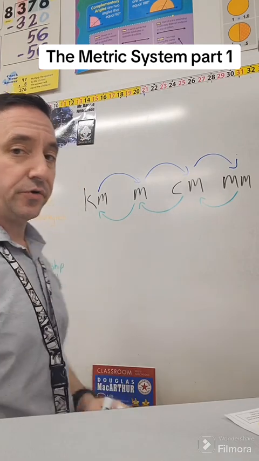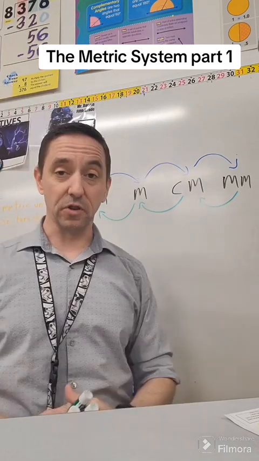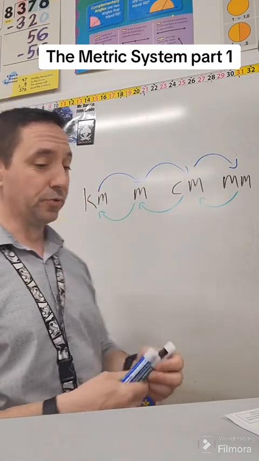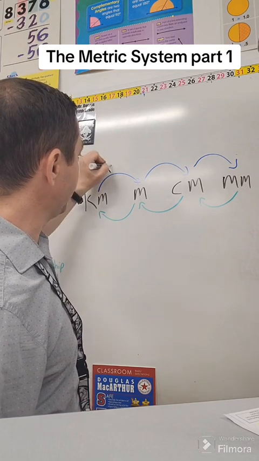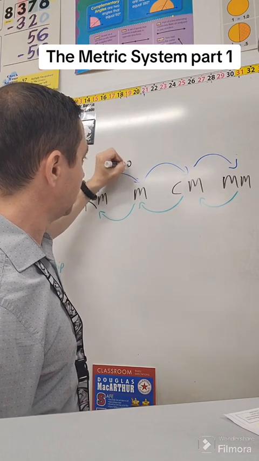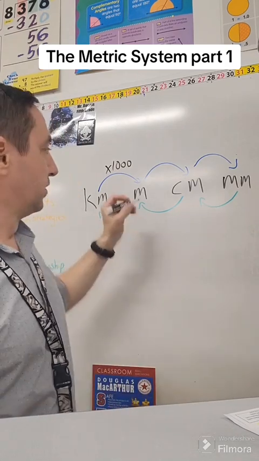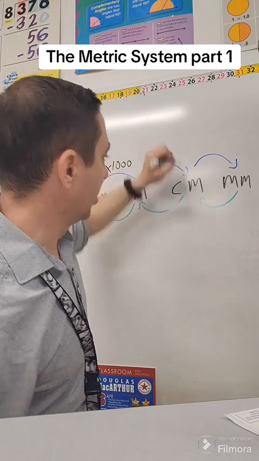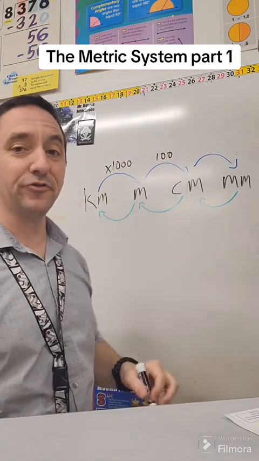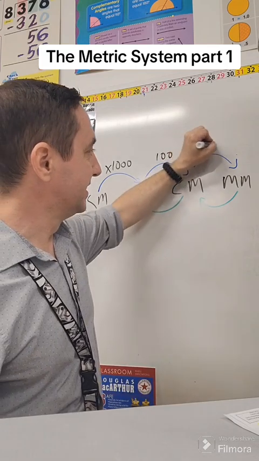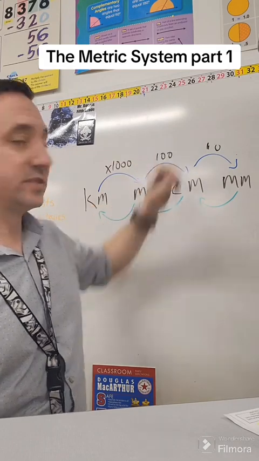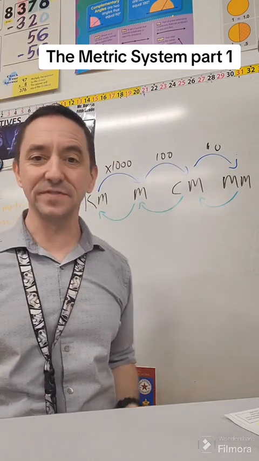Now, the great part is from here, it's all multiplication or division. If you're going from bigger to smaller in the metric system, are you ready for this one? Super duper easy. From kilometers to meters, you multiply by 1000. From meters to centimeters, you multiply by 100. And from centimeters to millimeters, you multiply by, you guessed it, 10. See that pattern right there? 1000, 100, 10. Again, base 10, power of 10.